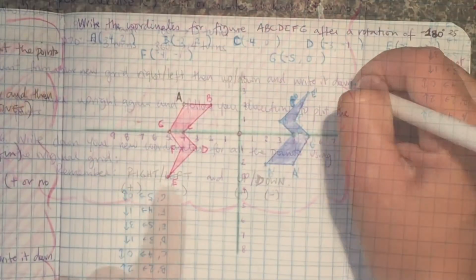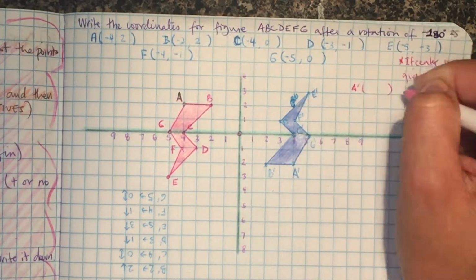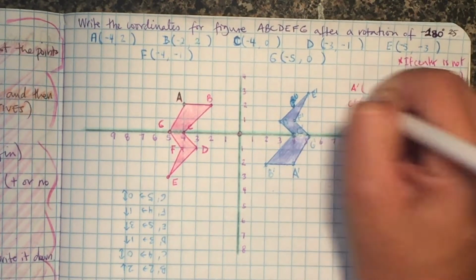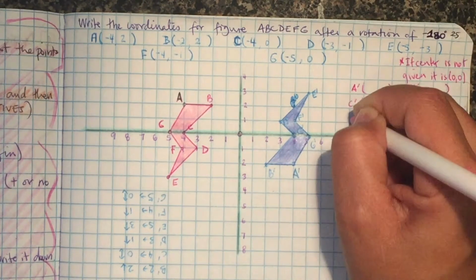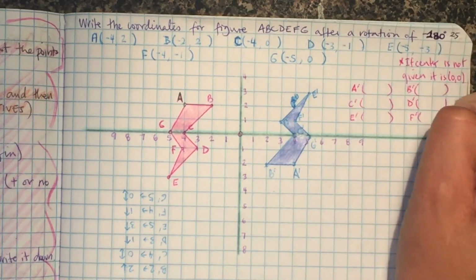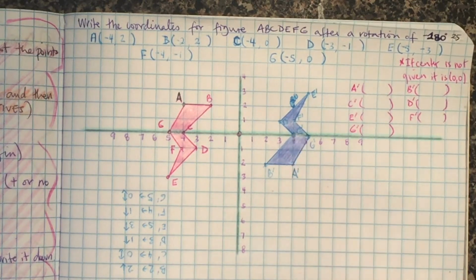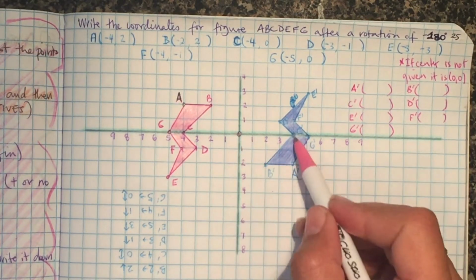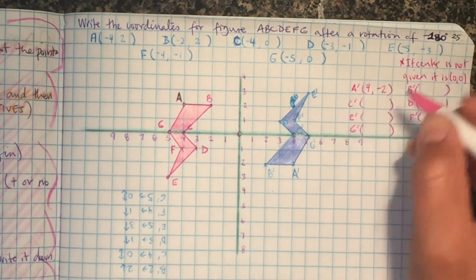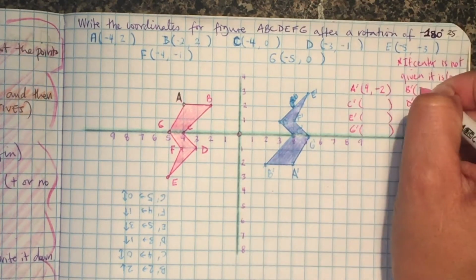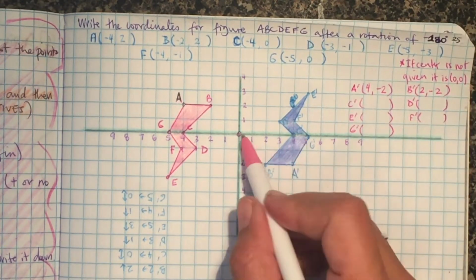Alright, so now write down the coordinates for your points using the original grid. It's very important to use the original one. So I'm just going to write A prime, B prime, C prime, D prime, E prime, F prime, and G prime. So now use the numbers. So A prime is 4, negative 2. B prime is 2, negative 2. C prime is 4, 0.